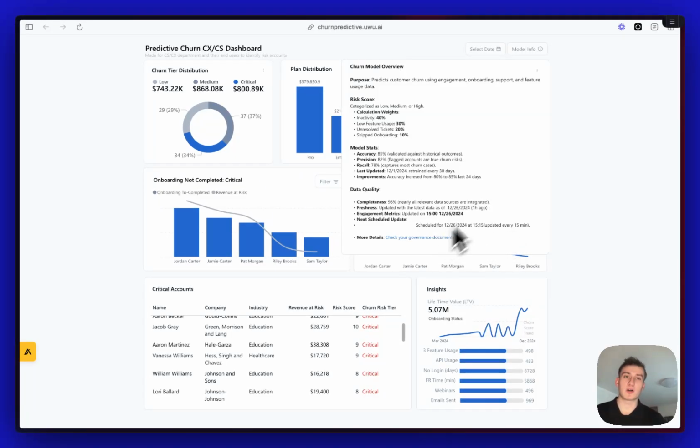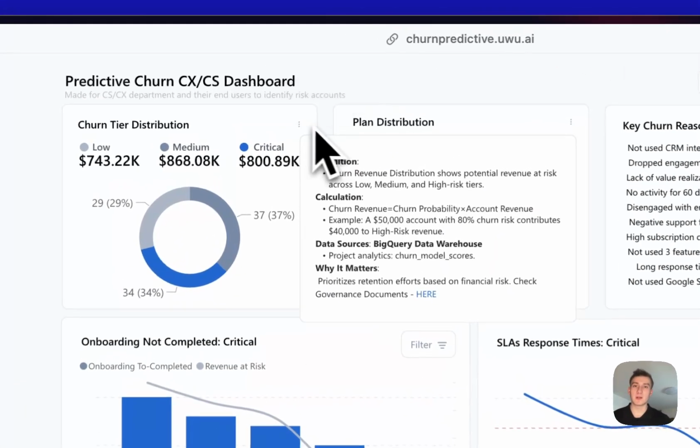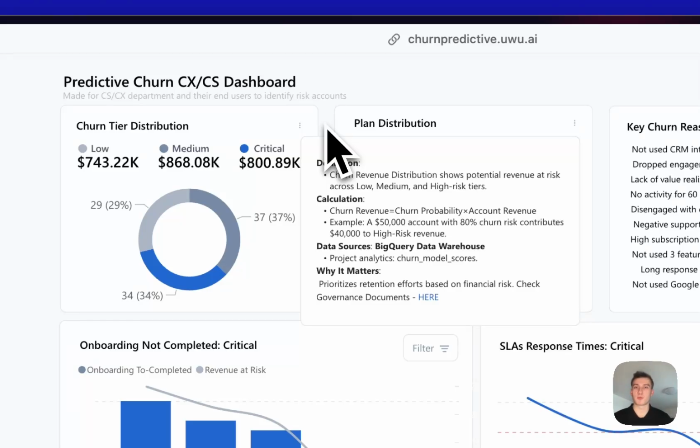And of course, they're able to click on it and go to the governance documentation to see their business processes, business glossaries, how the metrics are defined, and so on and so forth. If they want to understand how each metric or each element is defined and how they can use it to produce their key business results, hit their goals, and even to understand what this dashboard is showing, they're able to just hover over it here. Let's say for churn tier distribution, they're able to read everything from their definitions, calculations, data sources, the table it is, why it matters, and even go directly to the governance documentation to read it more in depth.